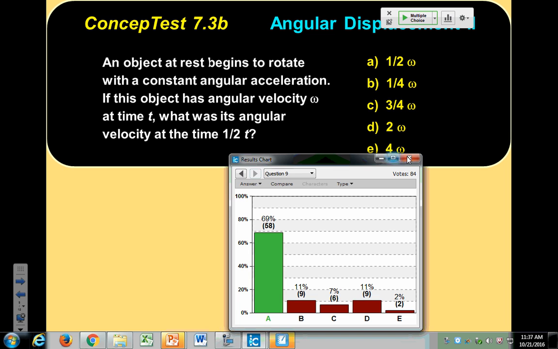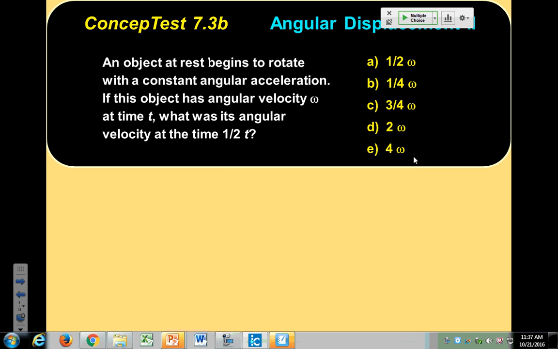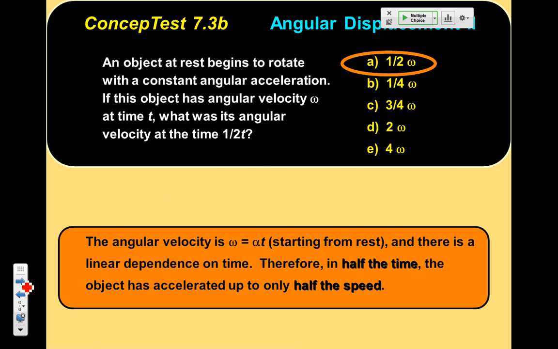All right, A is right. Omega is equal to alpha times t. If my t goes down by a factor of 2, that means that my omega is also going to go down by a factor of 2.